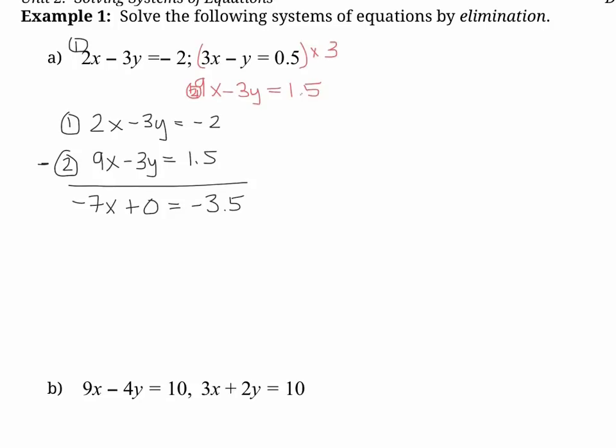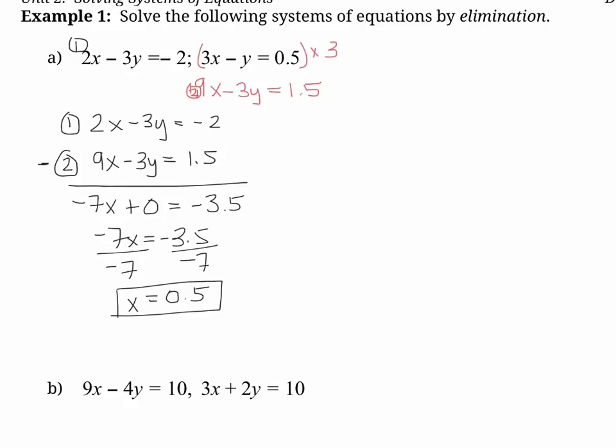We can now have one equation, one unknown, so we can solve. So I've got negative 7x is equal to negative 3.5, and let's divide by negative 7. And we get positive 0.5. So we have the x coordinate of our point of intersection.